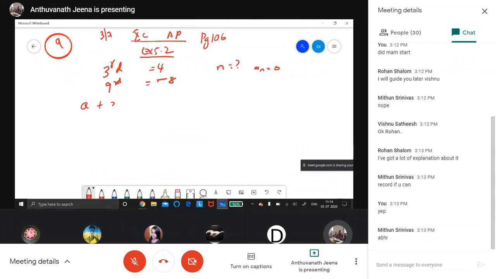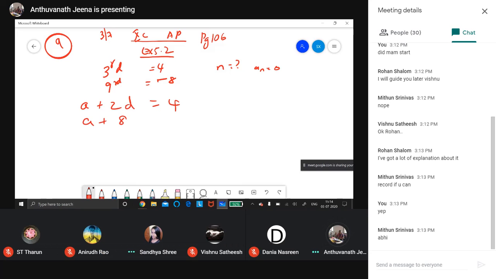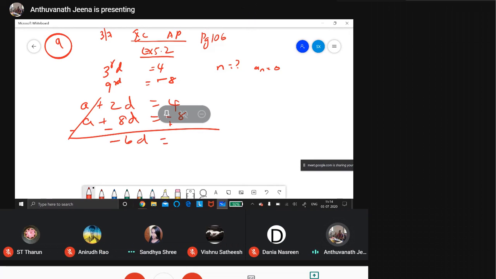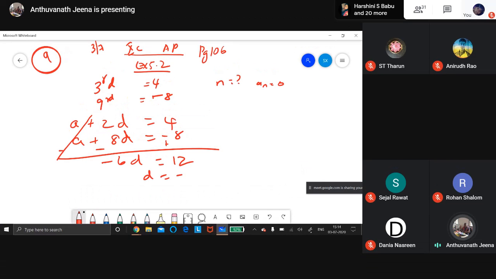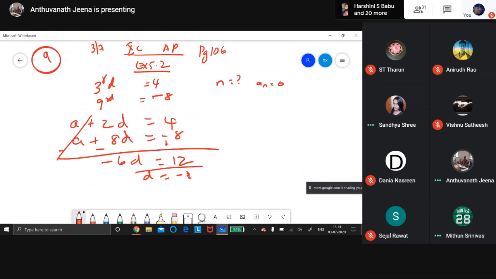Third term means A plus 2D, because (n minus 1) into D, is 4. Ninth term means A plus 8D, (n minus 1) into D, is minus 8. Now you should solve, that's all. If you solve, you get this cancel. So what will you get? Minus 6D you will get, and 4 plus 4, you will get 12. So D is equal to minus 2 will come. Okay, D is equal to minus 2 is the answer.